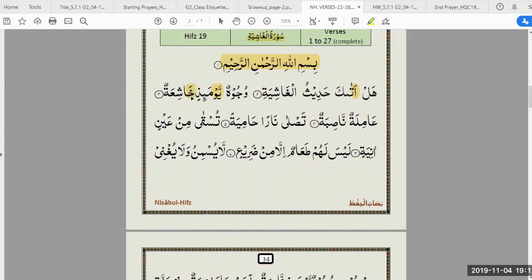And this letter, you're pronouncing it like a ghain. I know it looks similar, but it's actually a kha. It's not the same letter. This is a ghain, and this is a kha. So you will be saying, wujuhun yawma idhin khashi'ah. Wujuhun yawma idhin khashi'ah. Okay, well done.